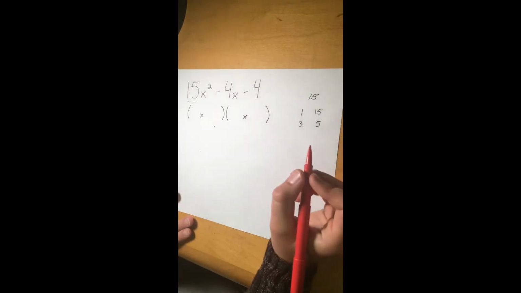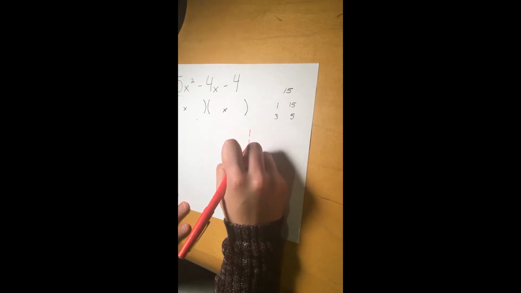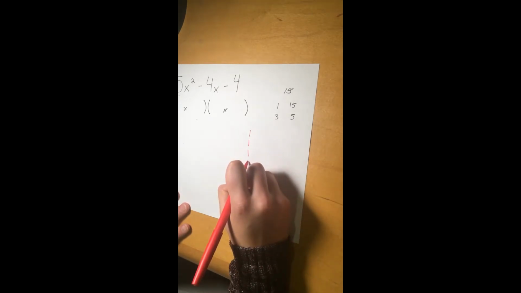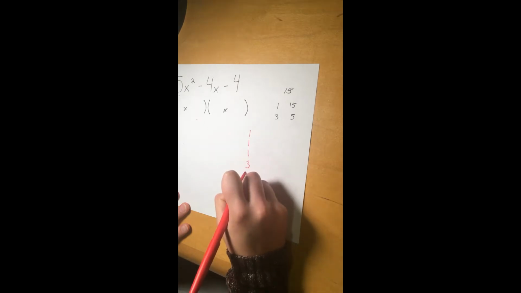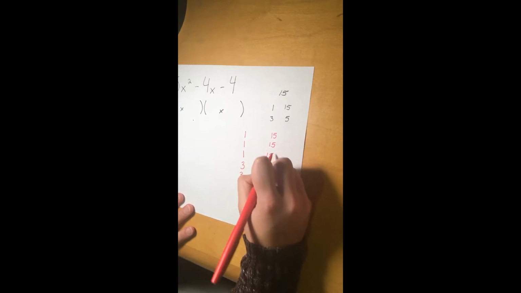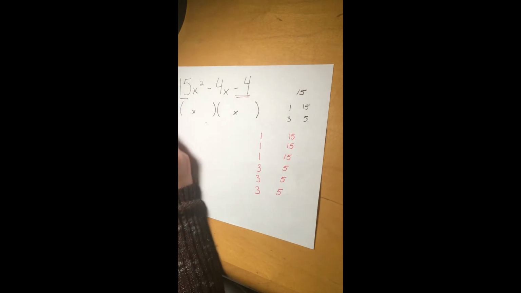So we're going to set it up with different options. I'm going to go through and say it could be 1 times something in 3 different situations maybe, or 3 times something, and then 15 is its partner, so 15 times something, and 5 times something. Now we're going to look at our last term, just like we had before. It's a 4. The only thing that can be multiplied to get 4 are 1 and 4, or 2 and 2.